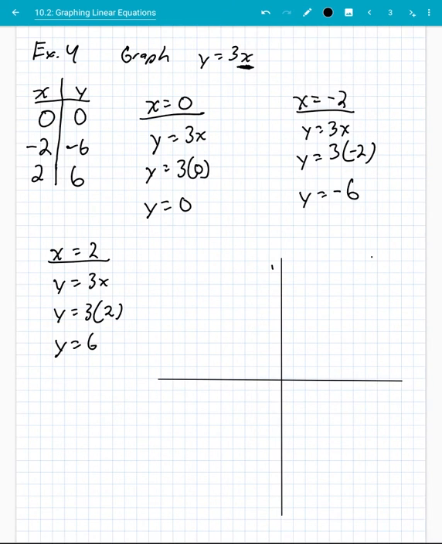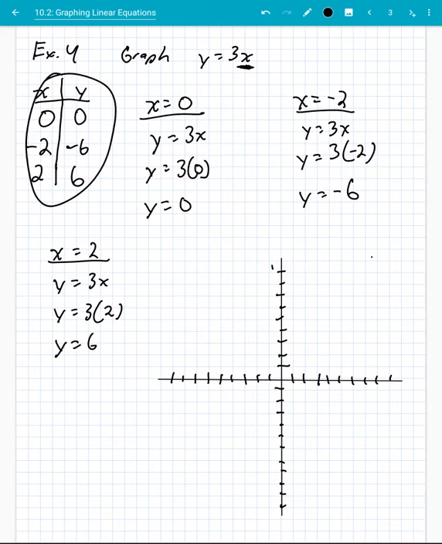And then go ahead and mark it up. I'm going to assume each one is 1, 1, 2, 3, 4, 5, 6, 7, 8, 9. No matter, as long as it fits all of these points. So 0, 0 would be right in the middle.